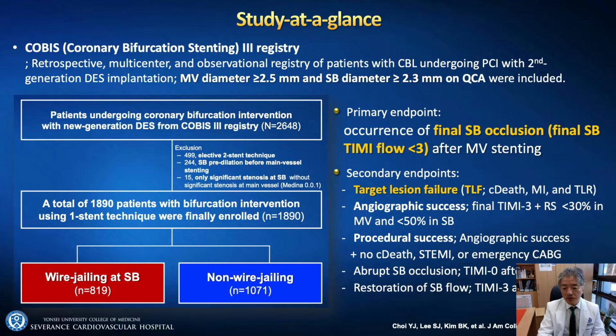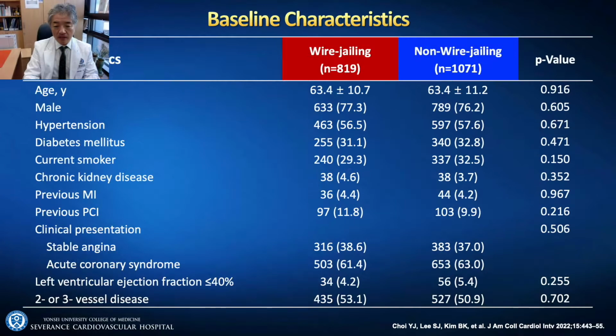Coronary bifurcation lesions requiring a planned two-stent technique, or side branch predilation before stenting, were excluded. A significant stenosis only in the side branch, without significant main vessel stenosis, was also excluded from the analysis. The primary endpoint was the occurrence of final side branch occlusion after main vessel stenting.